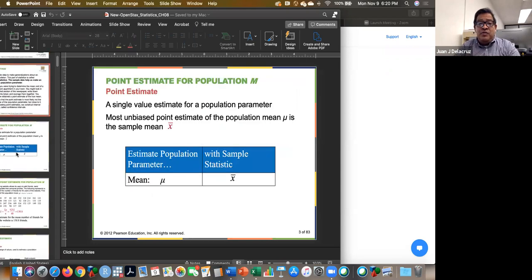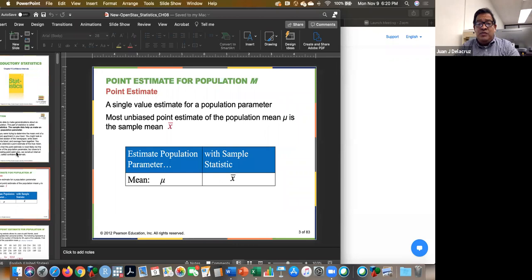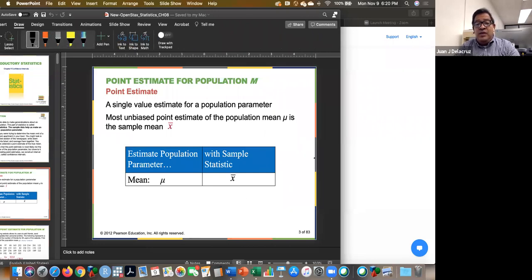So as I mentioned before, we have several cases. The first case that we analyze is to estimate the population mean using the sample statistic X bar. So we have two cases. Remember, we have one case where we know sigma, or we know that our sample size is greater or equal to 30. So in those cases, we can use the Z-score, right?